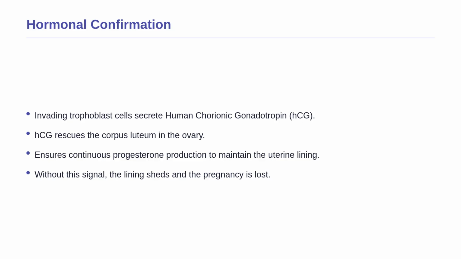This specific hormone is absolutely crucial. It travels to the ovary and rescues a structure called the corpus luteum. By doing so, it ensures a continuous production of progesterone, which maintains the thick, nutrient-rich uterine lining. Without this vital hormonal signal, the lining would shed, and the pregnancy would be tragically lost.